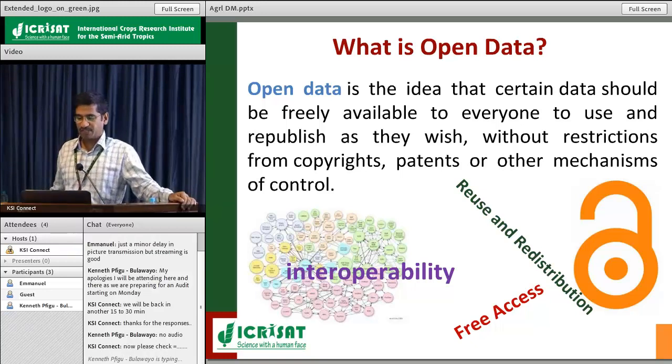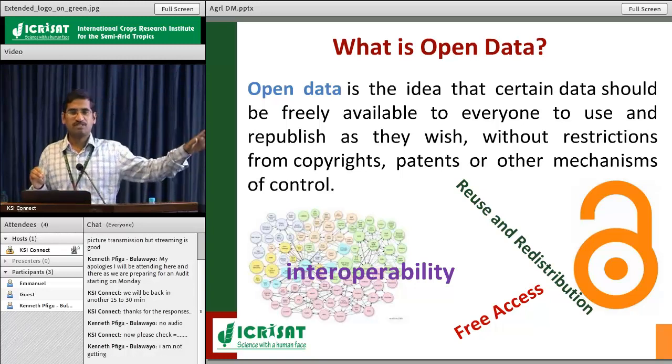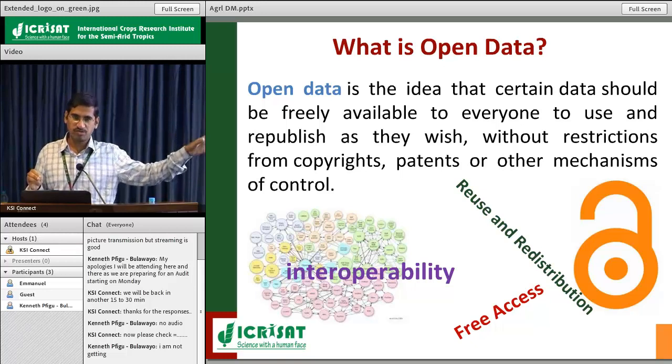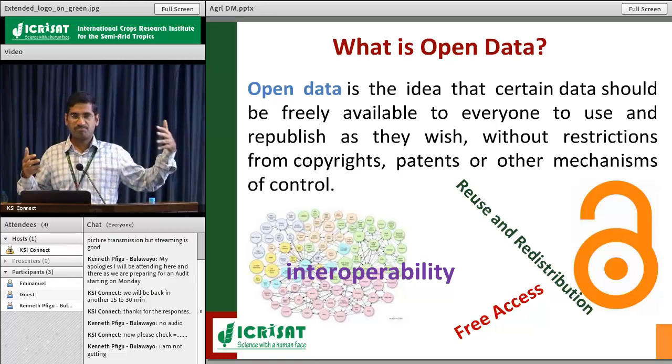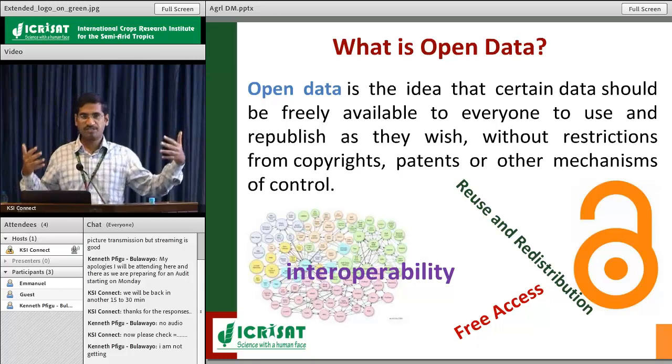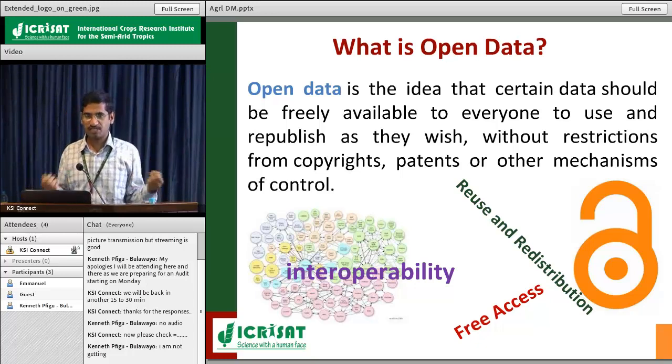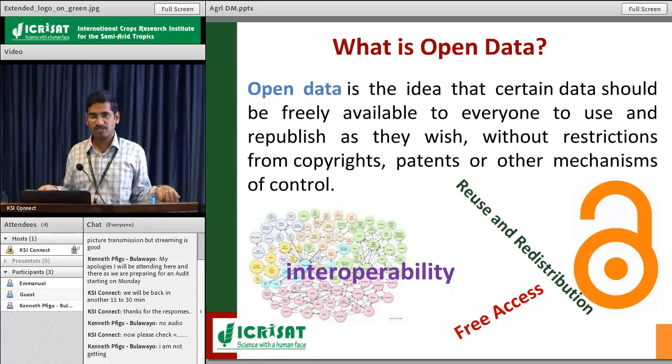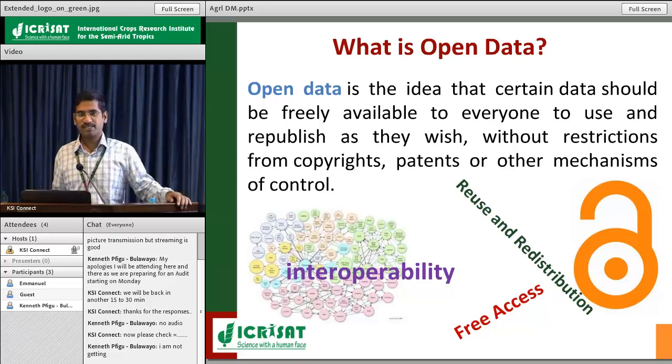In the same way, if I am keeping data in the ICRISAT repository and some other center is keeping their data in their repository, and there is an understanding or collaboration between the two repositories, then they can talk to each other, so that one repository can extract from the other. So these are all the basic characteristics of open data.